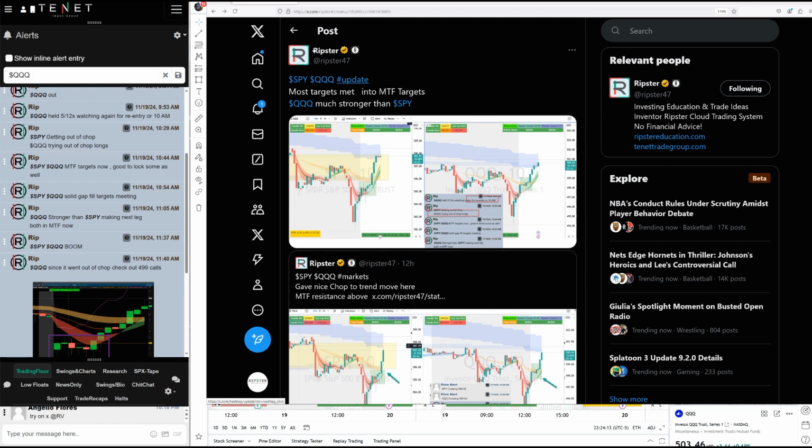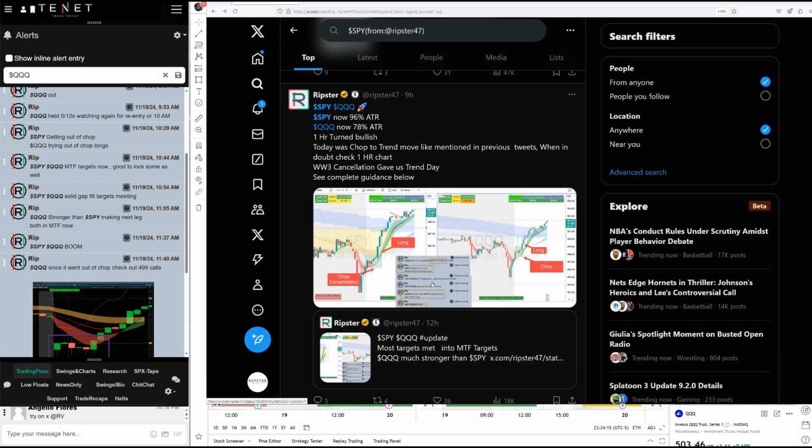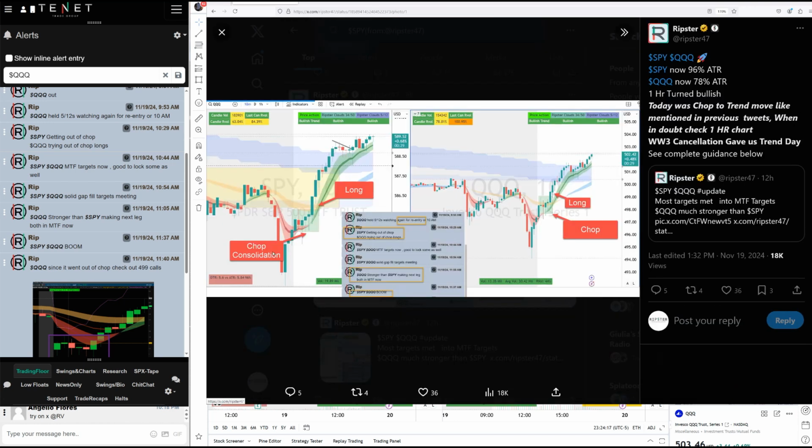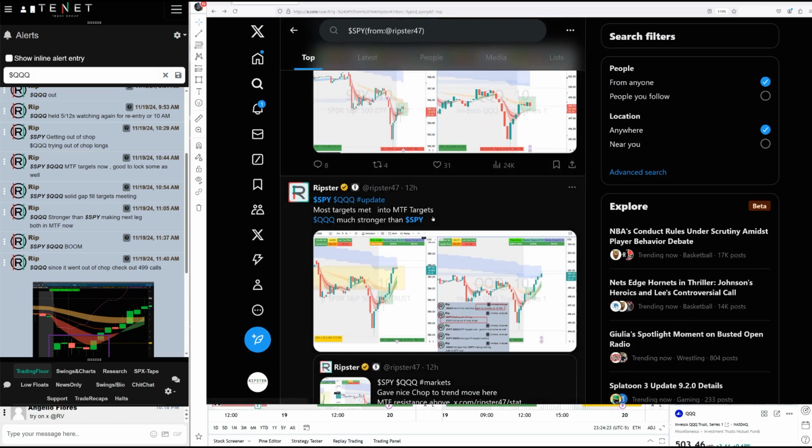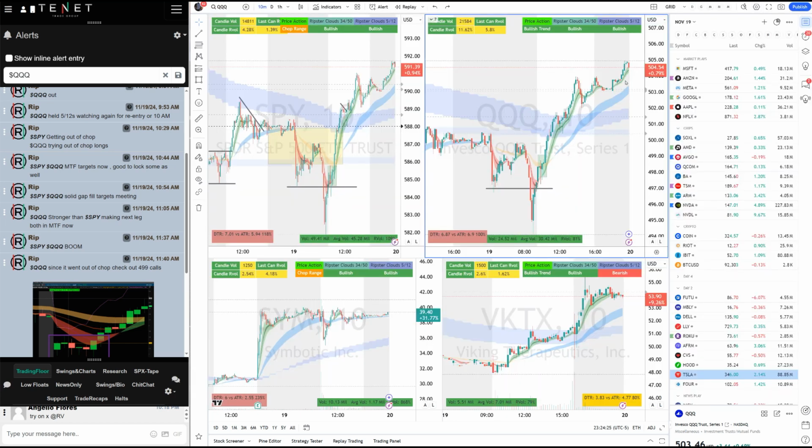Our target's always MTF clouds. They act as a magnet. We continue to push. This is where I'm showing you the chop consolidation long, and beautiful, beautiful move. And that was a big, big winner for us in the community. SPY QQQ long all day.